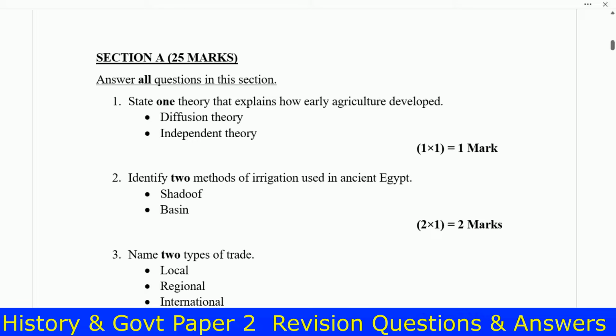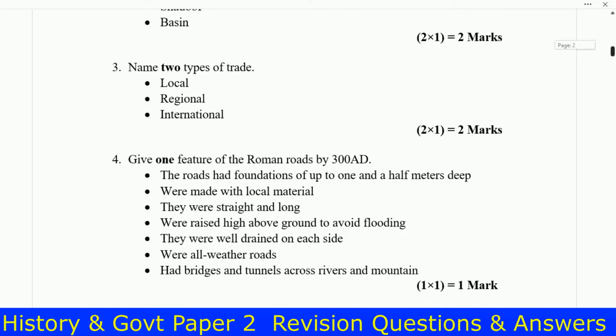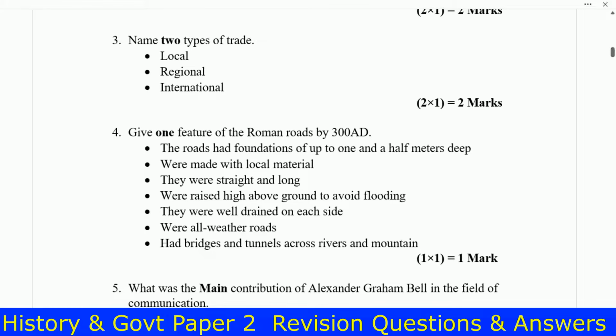Number 2, you are told to identify methods of irrigation used in ancient Egypt. Those are 3: we have shadoof, we have basin, and we have canal. Question number 3, name 2 types of trade. We have local trade, regional trade, and international trade.